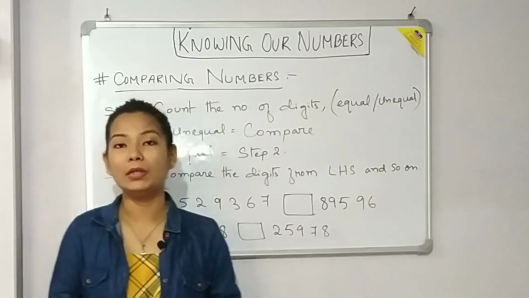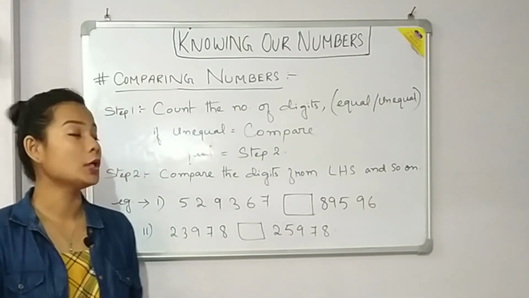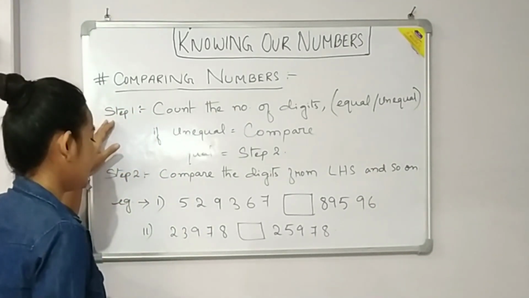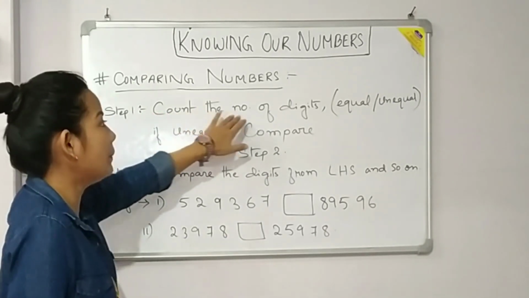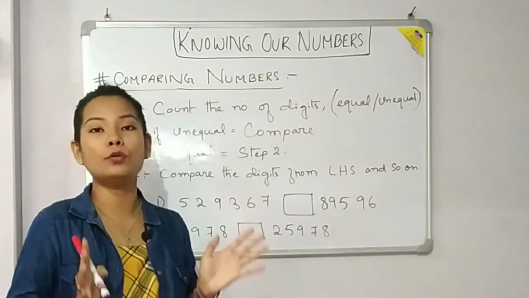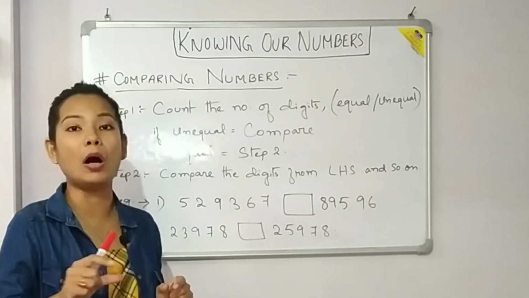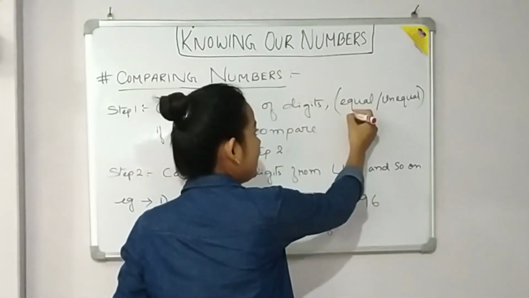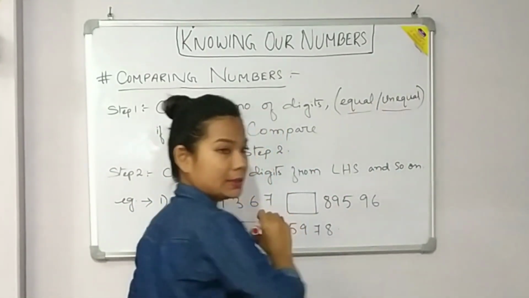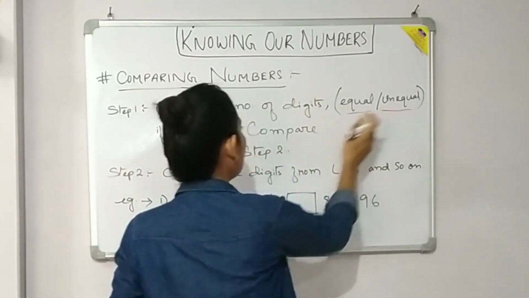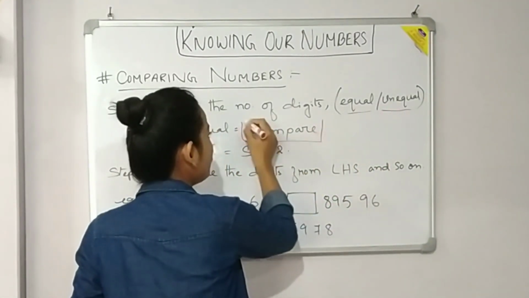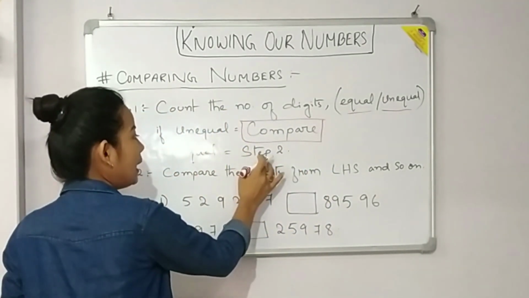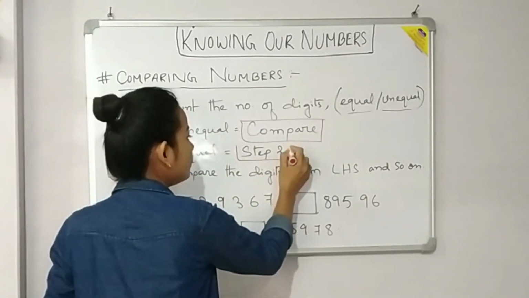So we have understood how to put commas and how to write the periods and place values in the international place value chart. Now we will learn about how to compare numbers. There are two steps to compare. The very first step is to count the number of digits. Whatever two numbers are provided to you, you have to count the number of digits. Then you will get two options: either equal digits or unequal digits. If you are getting unequal digits, then you can start the comparison, which one is greater and which one is smaller. And if they are equal, then we will continue to step number 2.